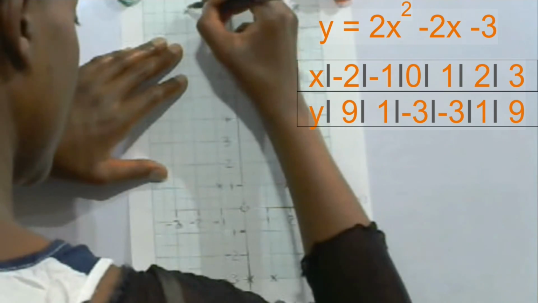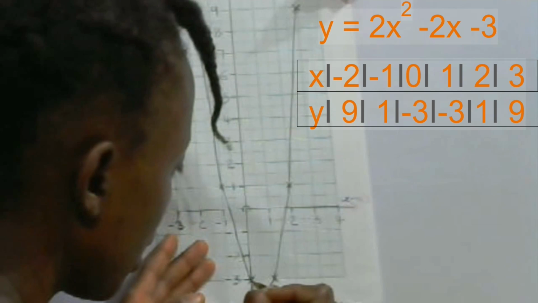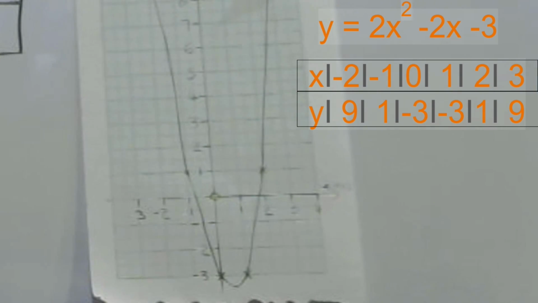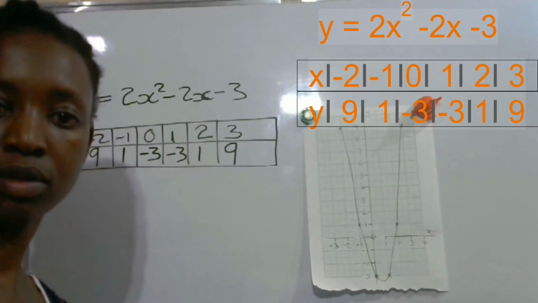Okay, so let's try. I'm trying to make it as nicely curved as possible. So there goes our graph. That one is a negative 3. Let me try to zoom it a bit, if we can see it there.